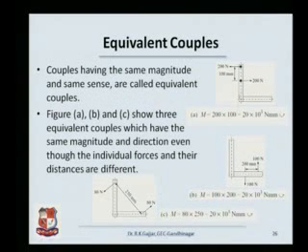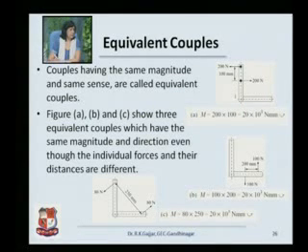This brings us to the concept of equivalent couples. If the couples have the same magnitude and the same sense, in the sense whether they are clockwise or anti-clockwise, then they will be called equivalent couples.